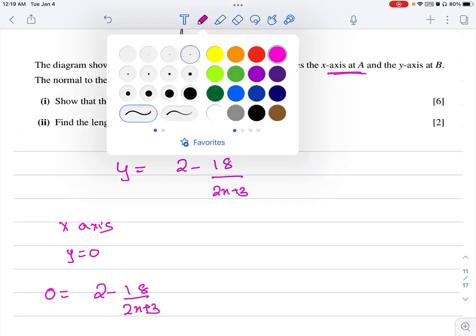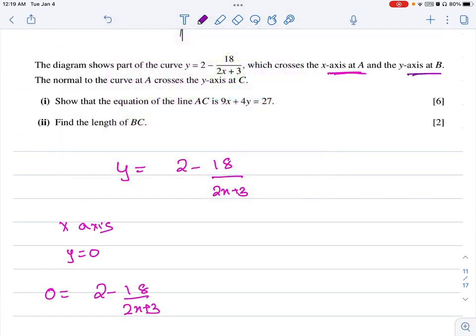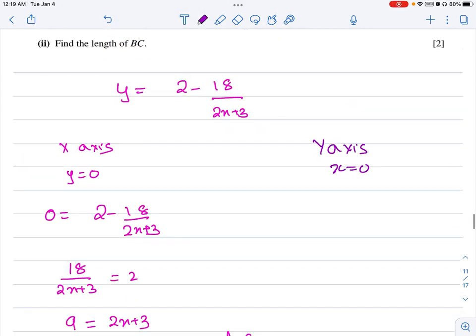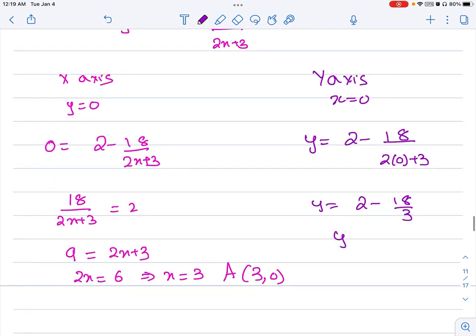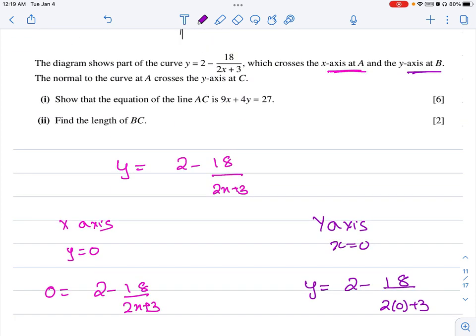Simultaneously, we will find B also. It may not be required in the first part, but then also, y-axis at B. y-axis means x equal to 0. Very simple to get. So y is equal to 2 minus 18 upon 2 times 0 plus 3. So y is equal to 2 minus 18 upon 3. So y is equal to 2 minus 6, which is negative 4. So B value is 0, negative 4. So I got A and B. But what is he asking? Show that the equation of AC. So we have to know the normal to the curve at A crosses the y-axis at C.